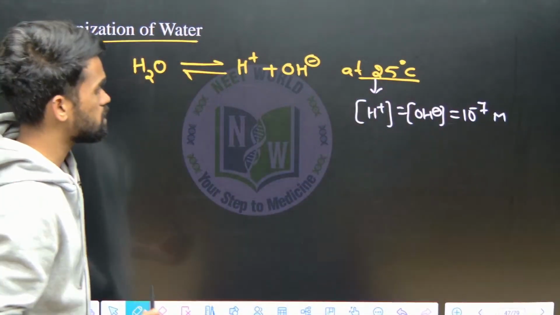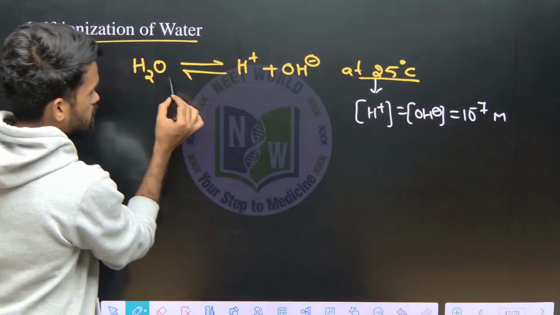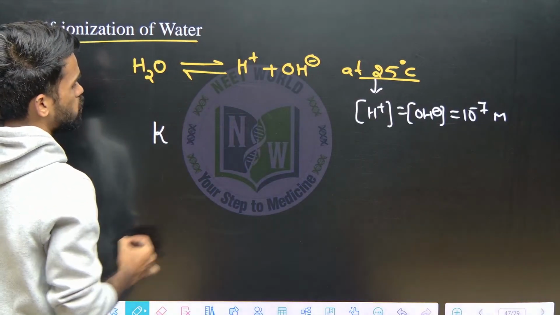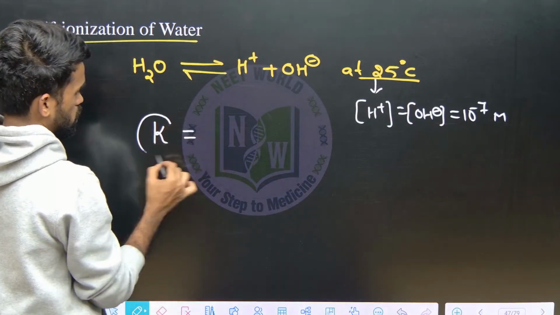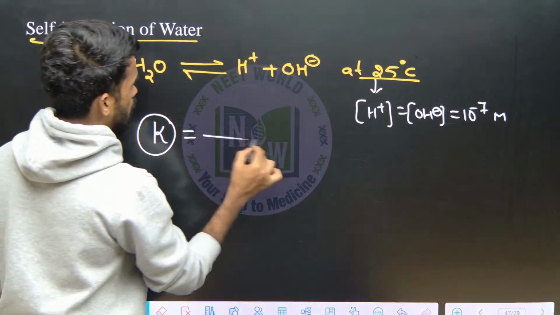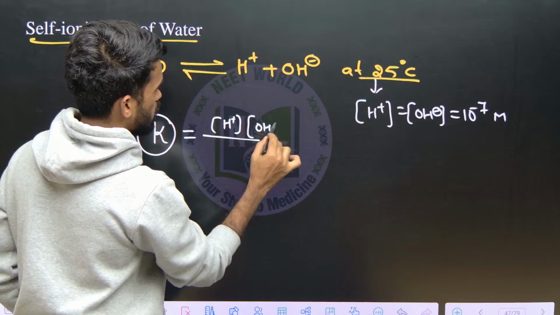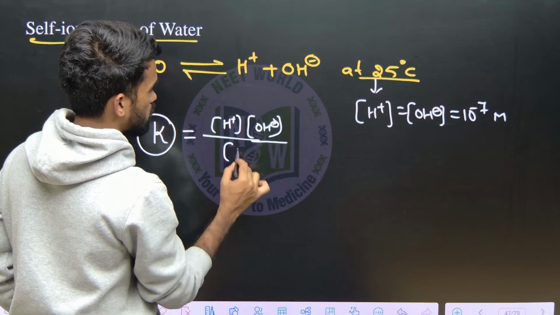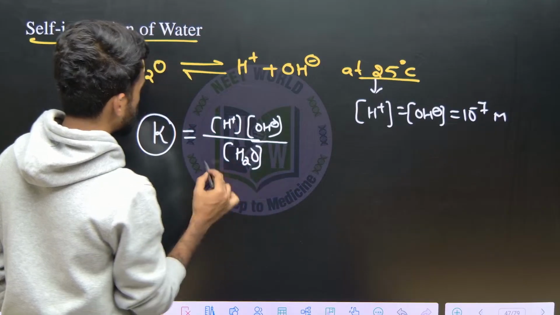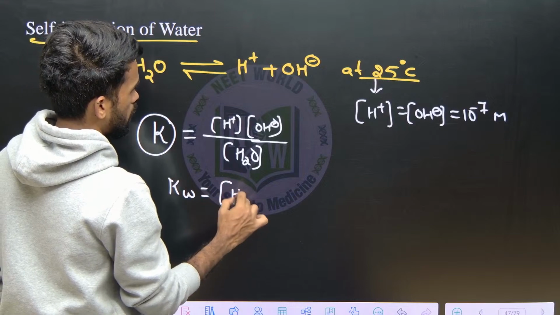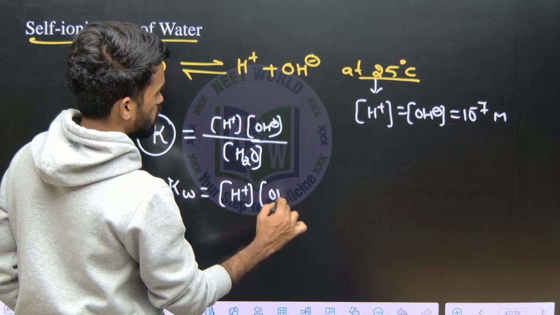Now, since it is a weak electrolyte, we can write its dissociation constant K as the concentration of H+ ion multiplied by the concentration of OH− ion, divided by the concentration of water, that is pure water. So you just write it as Kw, the ionic product of water, simply as H+ and OH− ion.